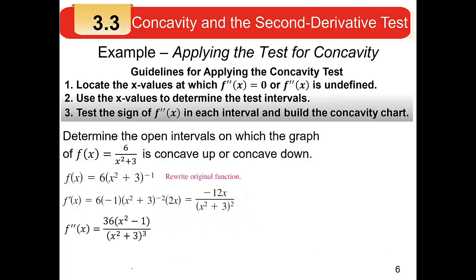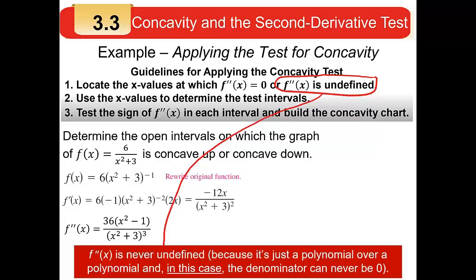In any case, we have the second derivative now in a fairly simplified form. That's what we need to determine the x values that will give us the interval for the concavity interval check. So going back to the guidelines, we want to find out whether the second derivative is 0 or where the second derivative is undefined. I decided to tackle the undefined part first.